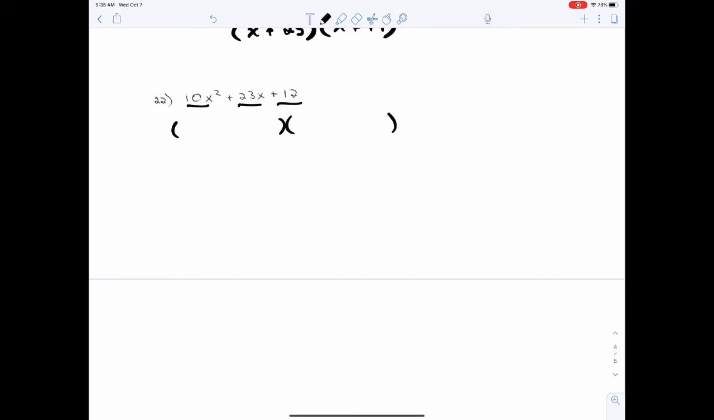Okay. Now, what gives you 10x squared? 5x and 2x. Now, do I know it's 5x and 2x? No, I don't. It may be 10x and x. How do you know? Trial and error. You've got to write down all your trials, and as soon as you've gone through all the possibilities with 5x and 2x, and they don't work, then you start over again with 10x and x.